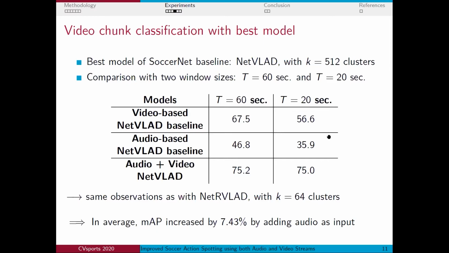Our observations are still the same. Bigger video chunks provide better result, and using only the audio provide the worst result, and the multimodal is the best one. In average, the MAP has increased by a bit more than 7% by adding the audio as input.